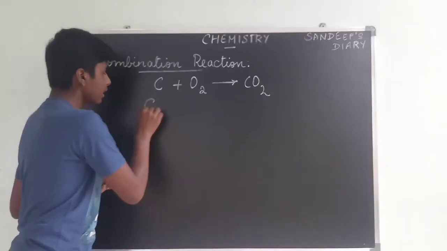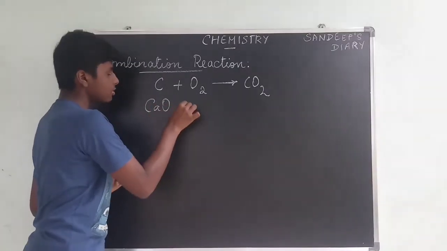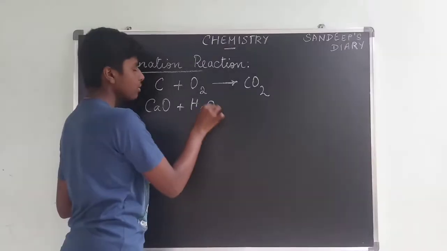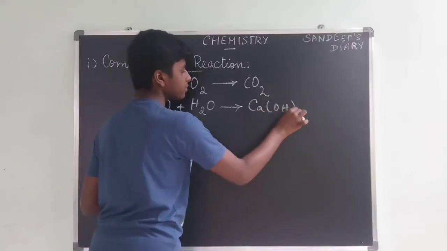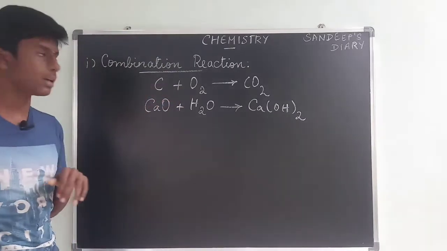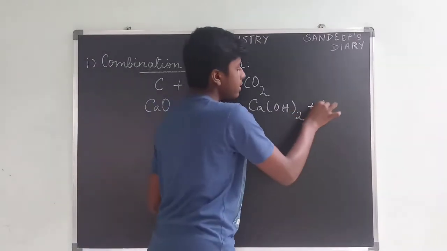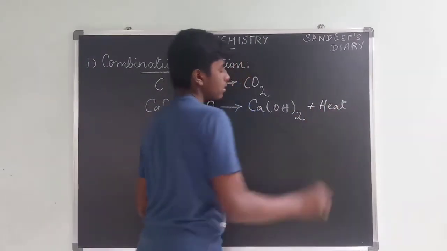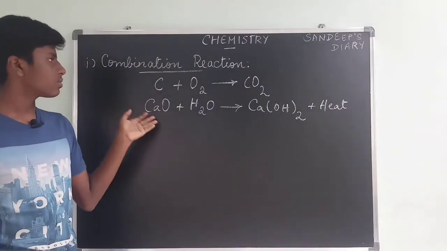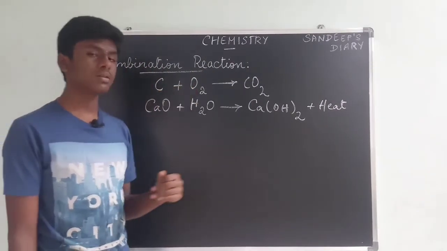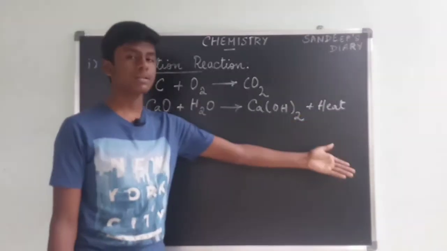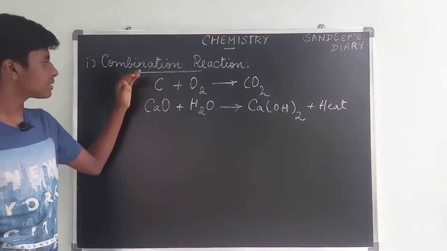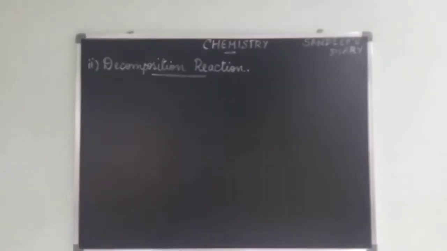Similarly, calcium oxide plus water gives calcium hydroxide. This is also a simple equation, plus some amount of heat is produced. So there are two equations. Carbon plus oxygen gives carbon dioxide. Calcium oxide plus water gives calcium hydroxide, plus some amount of heat is released.